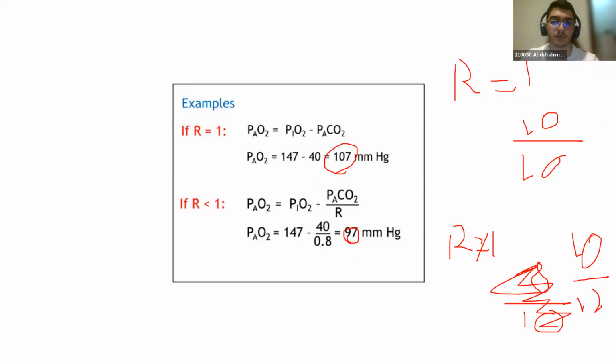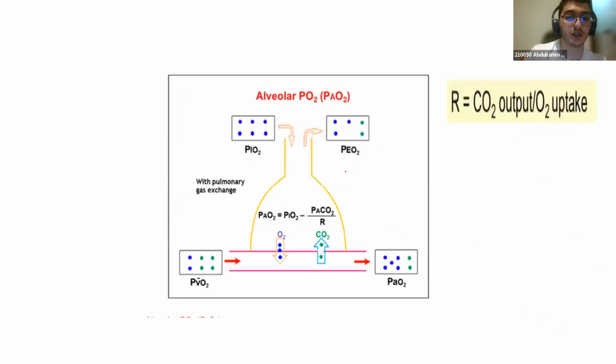And I know sometimes numbers aren't that easy, but sometimes you can use those, not because R is less, but because you are consuming more oxygen. So here, you said the alveolar pressure of O2 is the amount of O2 that you have inhaled minus the amount of O2 uptake.